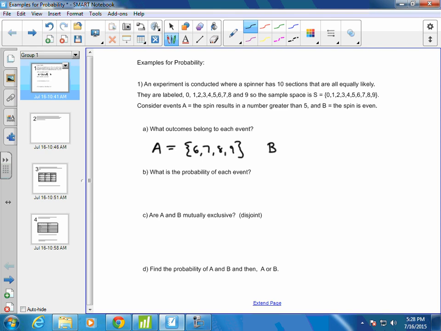Event B, the spin is even. So that would be 0, 2, 4, 6, or 8. So that's it as far as the outcomes belonging to each event. Now it says, what is the probability of each event? So again, if they're all equally likely outcomes, we can say the probability of event A has got to be equal to the number of ways the event can occur divided by the number of outcomes in the sample space. And then this could be a simplified fraction, a decimal, or a percent. So here we can go with a simplified fraction, just write this as 2/5.